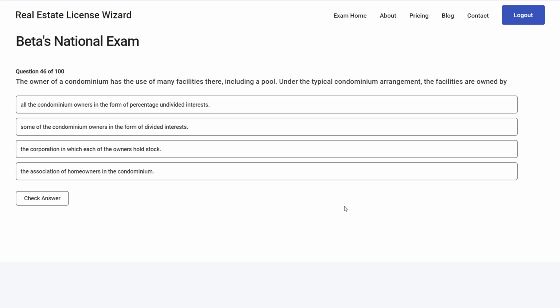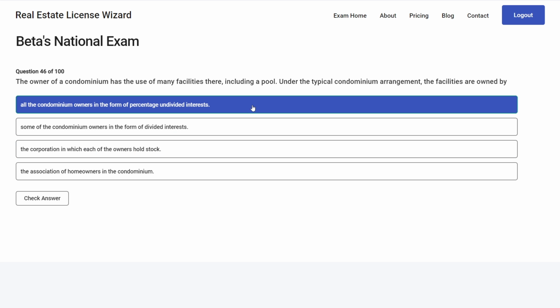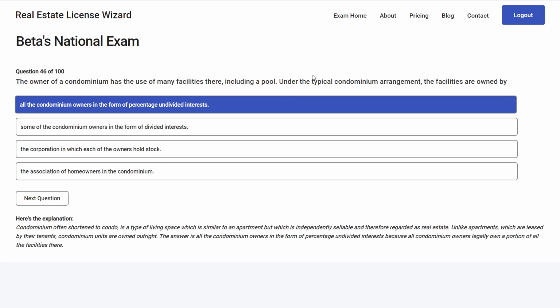Did you guys figure that one out? Okay. For this one, it is going to be the first option. It's all the condominium owners in the form of percentage of undivided interest. So condominium, often shortened condo, as we talked about earlier in this exam. It's basically similar to an apartment, but it's independently sellable. So when we're talking about condominium owners, it's a form of percentage of undivided interest because all condominium owners legally own a portion of the facilities.